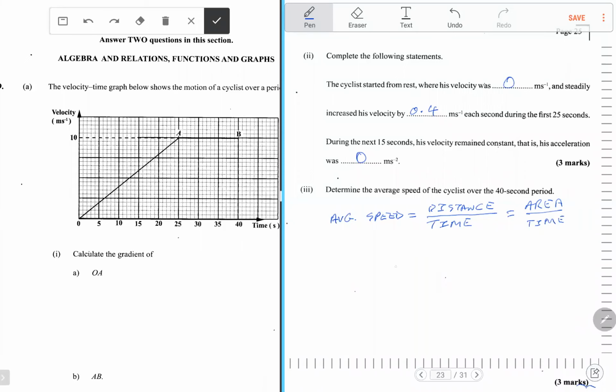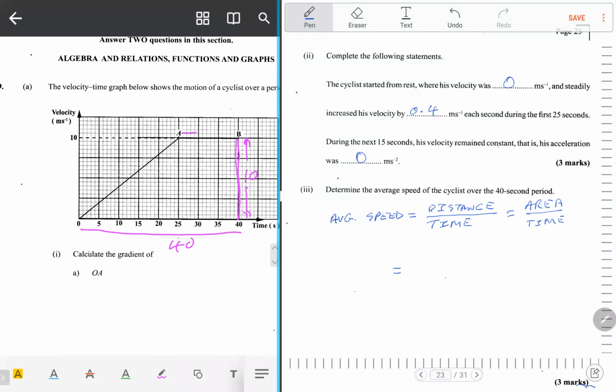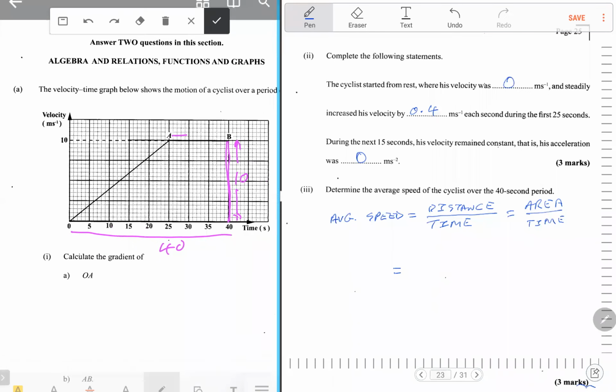Right, so let's work it out here. You can look at it as the area of a trapezium, with the parallel sides. This side is 40 and this side up here is 15. Then the distance between the parallel sides is 10 here. The area is half the sum of the parallel sides times the distance between the parallel sides.